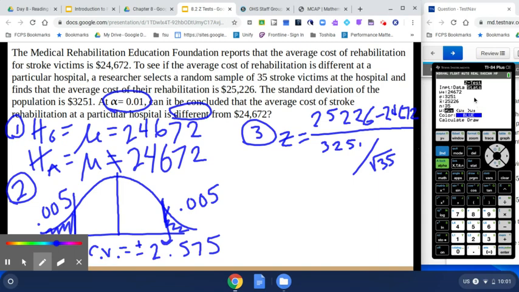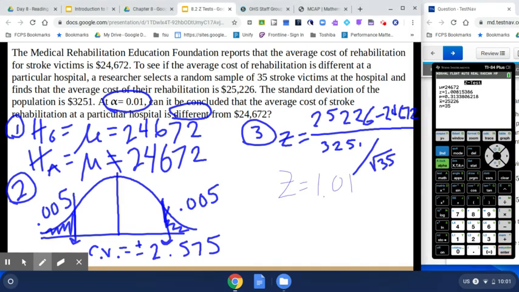Okay, I plugged those values into the calculator. The null hypothesis was 24,672, the standard deviation 3,251, the sample mean 25,226, the sample size 35, and I selected the not equal to alternative. We're going to calculate that. It's going to give me the test statistic, which is Z equals 1.01. And then also the p-value.